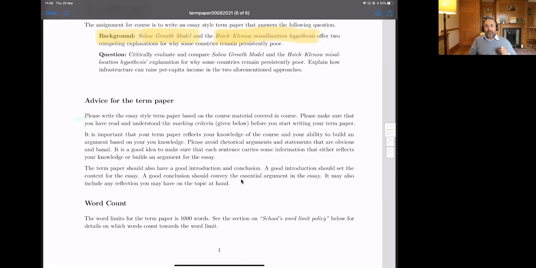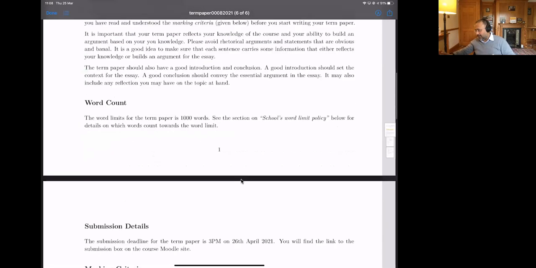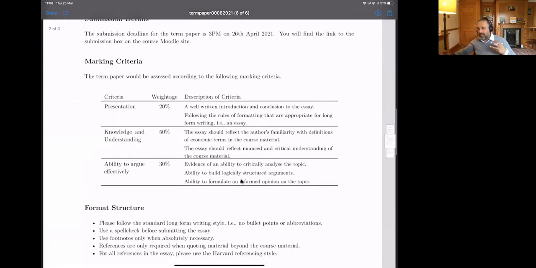The marking criteria, and I am very, very careful about marking things objectively, as far as I can, using the marking criteria. So everything that I'm going to use to mark, I've set in very carefully. 20% of your marks will be allocated to presentation. So what is a presentation?